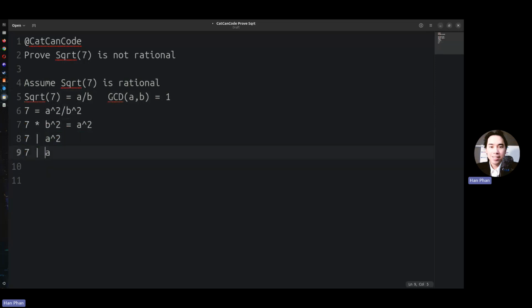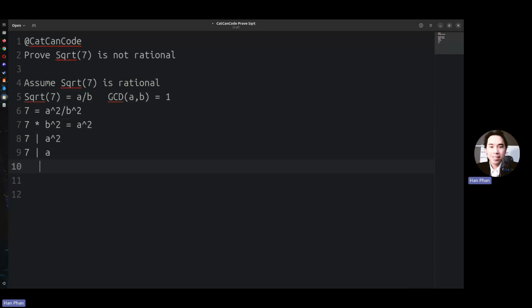There are a few ways to go from 7 divides a square to 7 divides a. One technique is to use prime factorization. Because 7 divides a square, 7 will be part of the prime factorization of a square. But we know that a square is just a times a, which means 7 will be part of the prime factorization of a as well. Therefore, 7 divides a. Another way to prove it without using prime factorization is using another contradiction here.